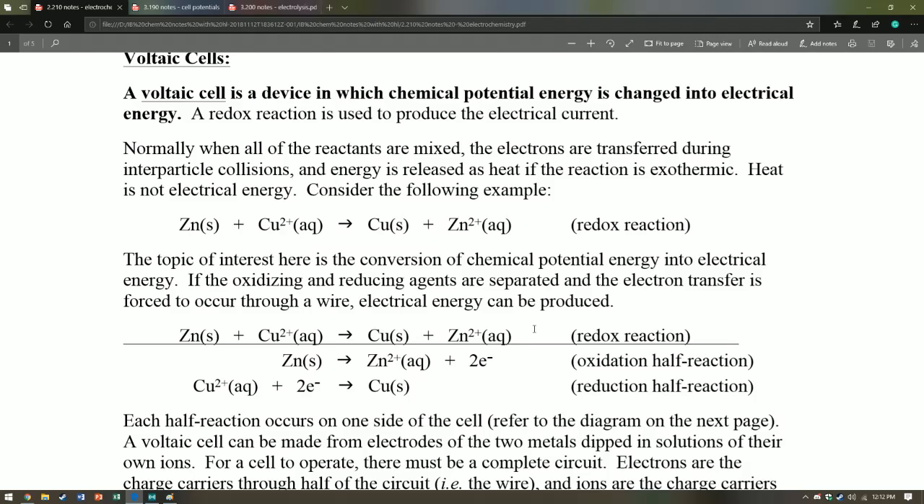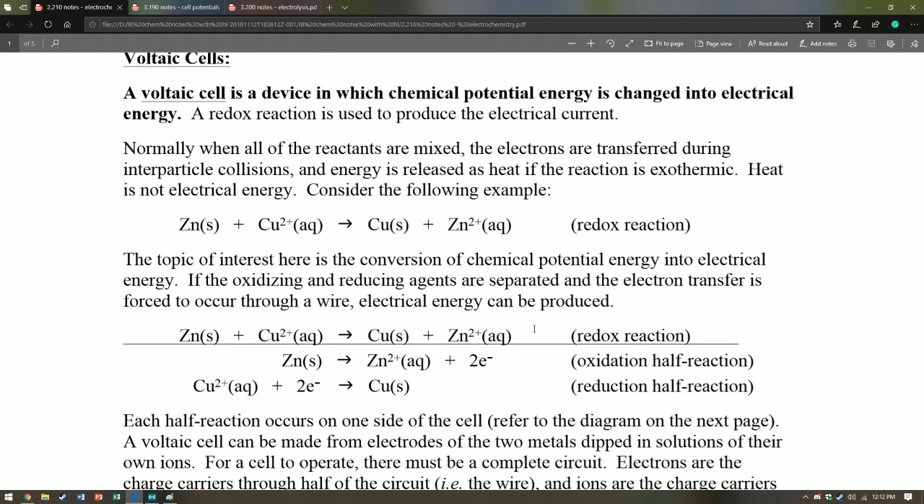If the chemicals are separated and the only way they can interact is by a wire, which, remember, since wires are metals and have delocalized electrons, you shove an electron in, and an electron will pop out the other end. Now, if you can force it to happen that way, then success, we have a working battery. So that's the principle of how it works.